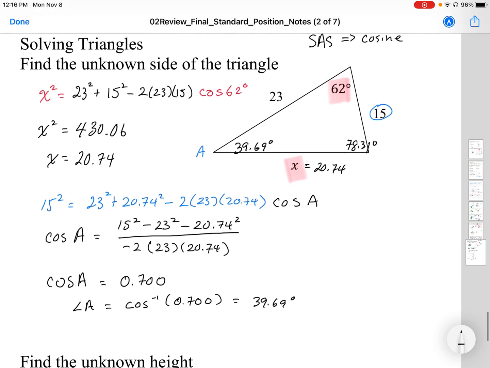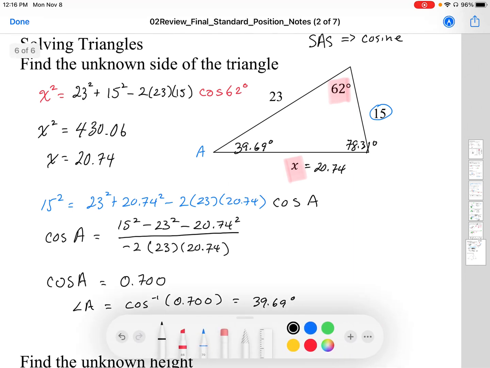Oh, and this question, by the way, did only ask us to find the unknown side. So when we ended up with the unknown side length here, I'm just going to highlight this. So this was actually the answer that we were looking for. We didn't actually have to find the other angles, but we did anyways.